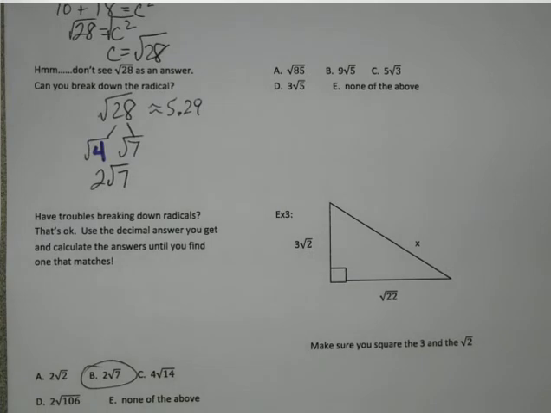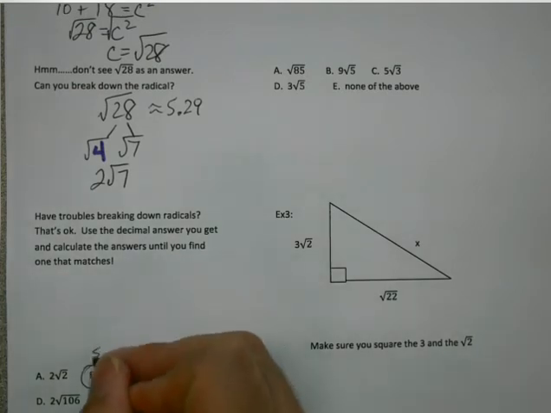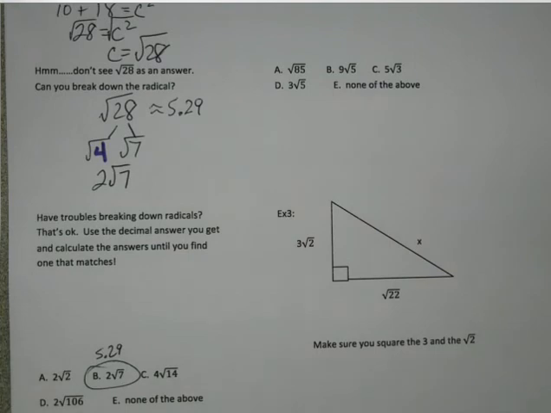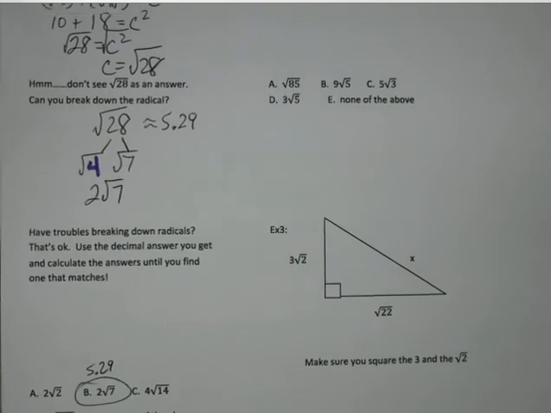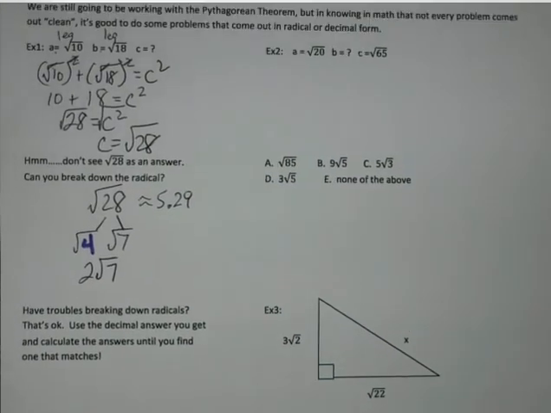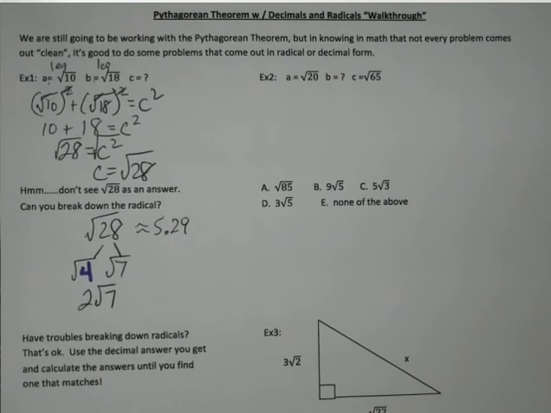Now, in this case, we know what the answer is going to be. So if you type 2 times the square root of 7 into your calculator, you see it also comes up as 5.29. So there is a way to get to the answer if you're not good at breaking down the radicals. But I'd say try it a little bit because it's going to save you some time in the long run. Okay. So let's come back up here. We've got a couple more examples to look at.